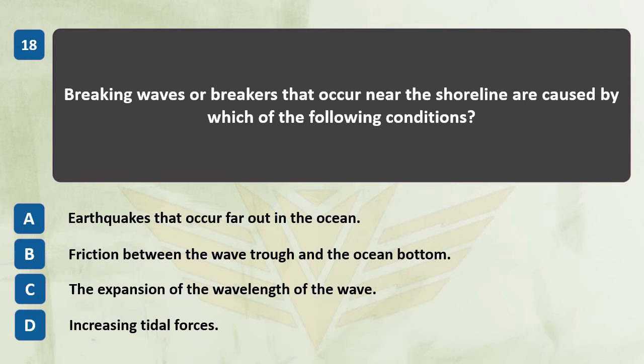Breaking waves or breakers that occur near the shoreline are caused by which of the following conditions? A. Earthquakes that occur far out in the ocean. B. Friction between the wave trough and the ocean bottom. C. The expansion of the wavelength of the wave. D. Increasing tidal forces.